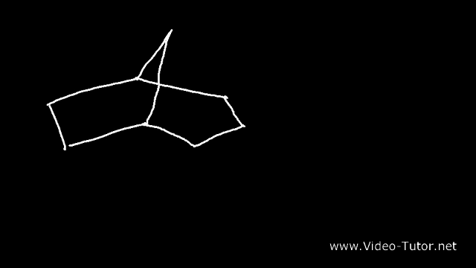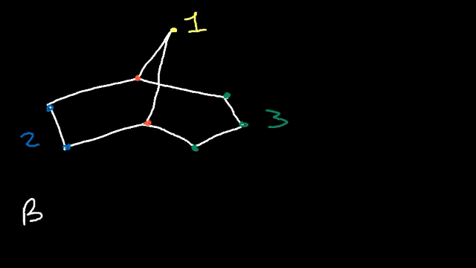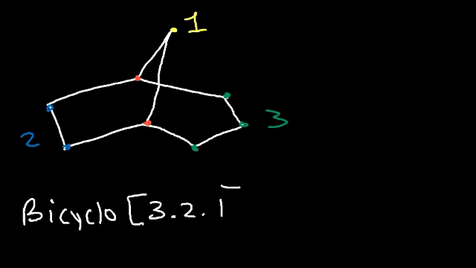Go ahead and name this one. So on the left side, there are 2 carbons. On the right side, we have 3, and on top we have 1. So to name it, it's going to be bicyclo 3,2,1 in descending order. 3 plus 2 plus 1 is 6, and if you add the 2 bridgehead carbons, that's 8. And 8 is associated with octane, since we have a total of 8 carbons. So it's bicyclo[3.2.1]octane. As you can see, it's not very difficult to name bicyclic compounds, but let's try one final example.